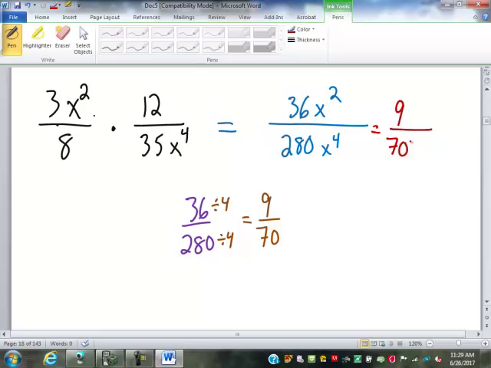What happens with the variable? Is it going to go top or bottom? It goes on the bottom, because 4 is bigger than 2, and it'll have a power of 2. 4 minus 2 is 2. So 9 over 70x squared.